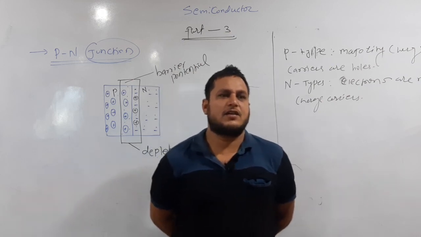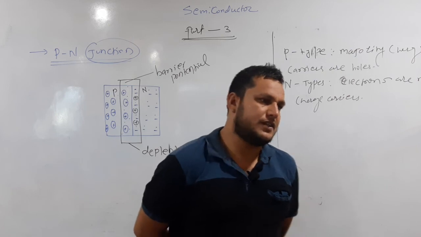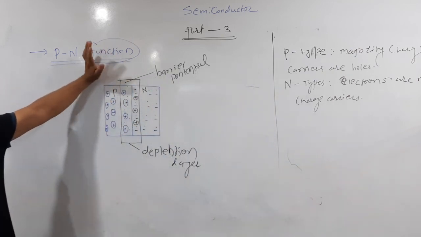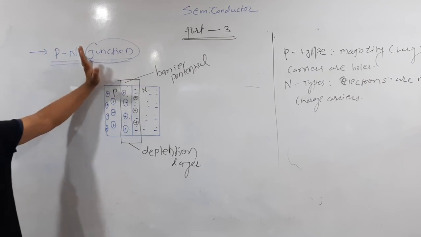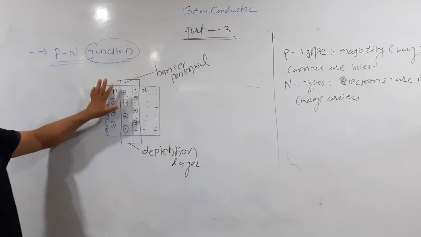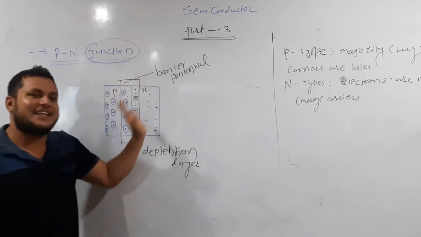It's our third lecture on semiconductors. Today we'll discuss the p-n junction. Here we have these two different types of semiconductor, p and n. We know very well the majority charge carriers of each of the p and n types.